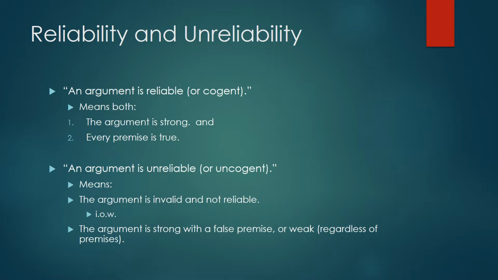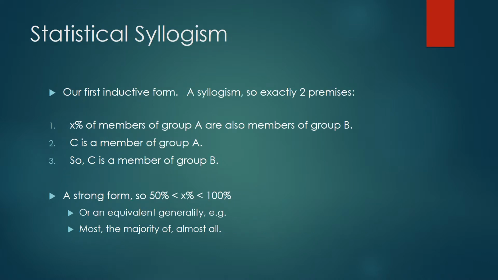So if we say that an argument is unreliable or uncogent, that means the argument is invalid and not reliable, or in other words, that the argument is strong with at least one false premise, or weak regardless of its premises.